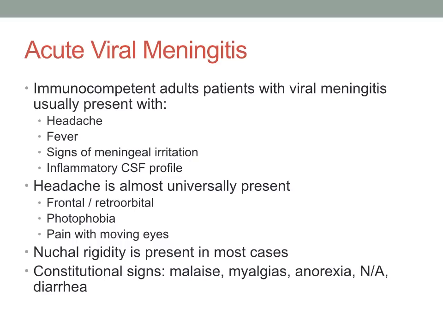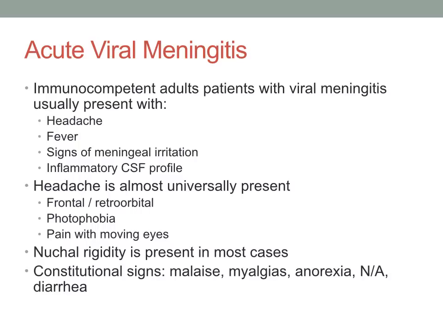All right, we're moving on here to a new topic now. This is viral meningitis as opposed to bacterial meningitis. So this is caused by viruses. In an immunocompetent adult, patients with viral meningitis typically present with headache and fever. So just like bacterial meningitis, signs of meningeal irritation, aka nuchal rigidity, neck stiffness, and then inflammatory CSF profile. We're saying, geez, this looks just like a bacterial meningitis, so how do you differentiate the two? Well, we'll get into that in a few minutes.